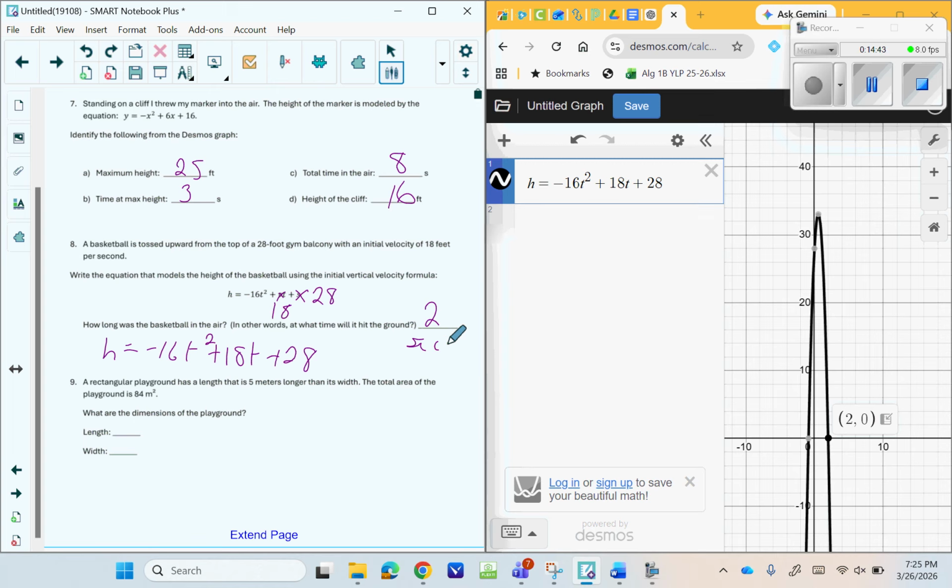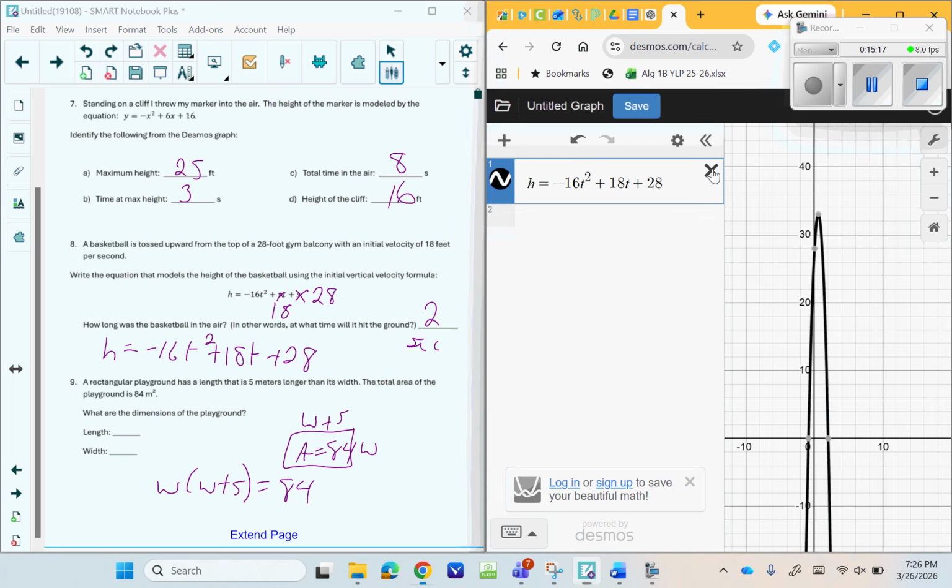Okay, and then finally, this last one, a rectangular playground has a length that is 5 meters longer than its width. Okay, so let's think about that. So we just had problems like this. So this is W, and this is W plus 5. And you know the area is 84. Okay, so I'm going to say W times W plus 5 is equal to 84.